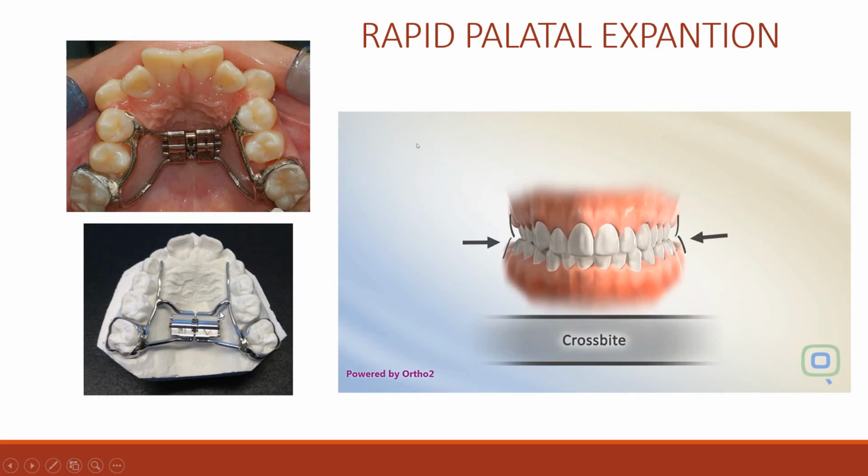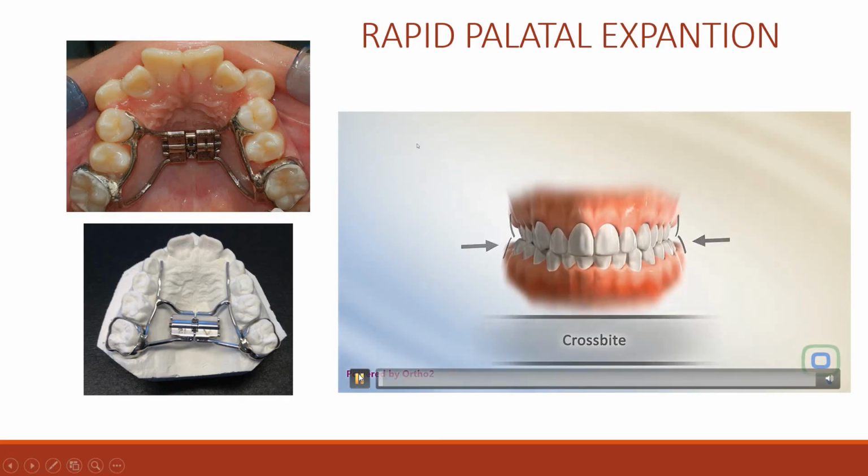The RPE is an expander with 2 bands cemented onto the last upper molars. They are connected by a metal screw that is turned to expand the appliance. Follow the orthodontist's instructions regarding the turning schedule. Look how it proceeds on video.